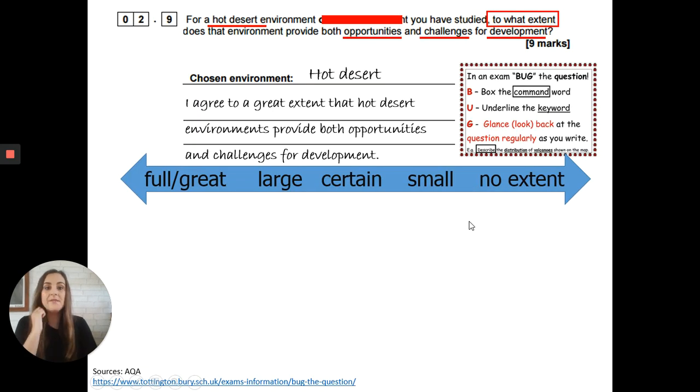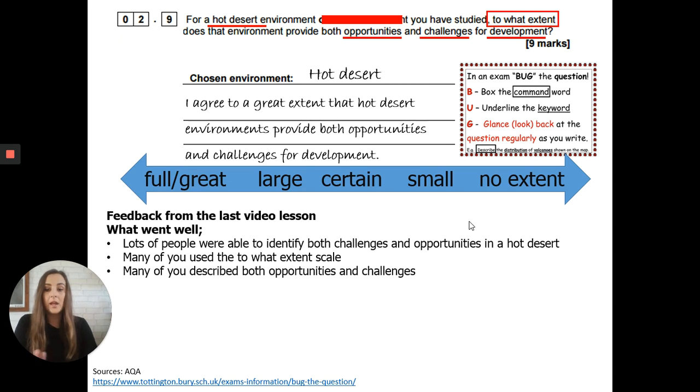The last task of last lesson was this one. For a hot desert environment that you have studied, to what extent does that environment provide both opportunities and challenges for development? Big well done for these following points. Lots of people were able to identify both challenges and opportunities that are available in a hot desert. Many of you used this scale that I've put on the screen now, to what extent, and many of you described both opportunities and challenges that are available.